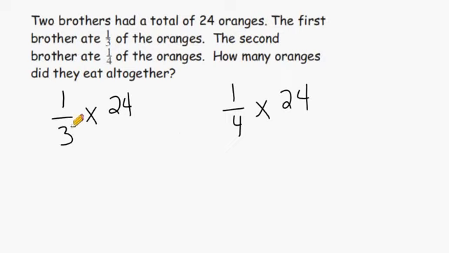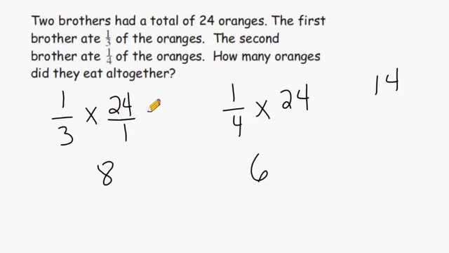Well, 1/3 is the same thing as dividing something into 3 equal parts. So essentially, this problem can be mental math. So let's just take 24 and divide that by 3. That would give us a total of 8 oranges. And to figure out what 1/4 of 24 oranges is, we could take 24 and divide that by 4, which would give us 6. So the first brother ate 8 oranges, and the other one ate 6 oranges for a total of 14 oranges.